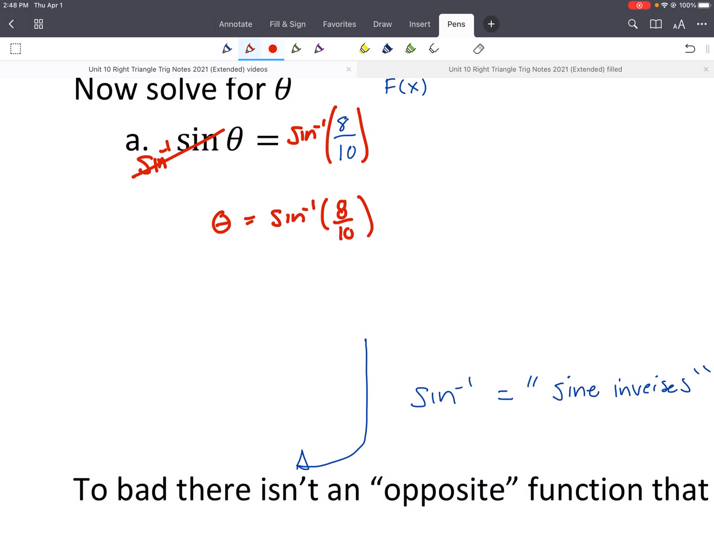Okay, and I end up getting 53.13 degrees. All right, so please round your answers to the hundredths place. I think typically it will say what to round to, either the hundredths place or tenths place, so 1 or 2 decimals. All right, so that's our answer.